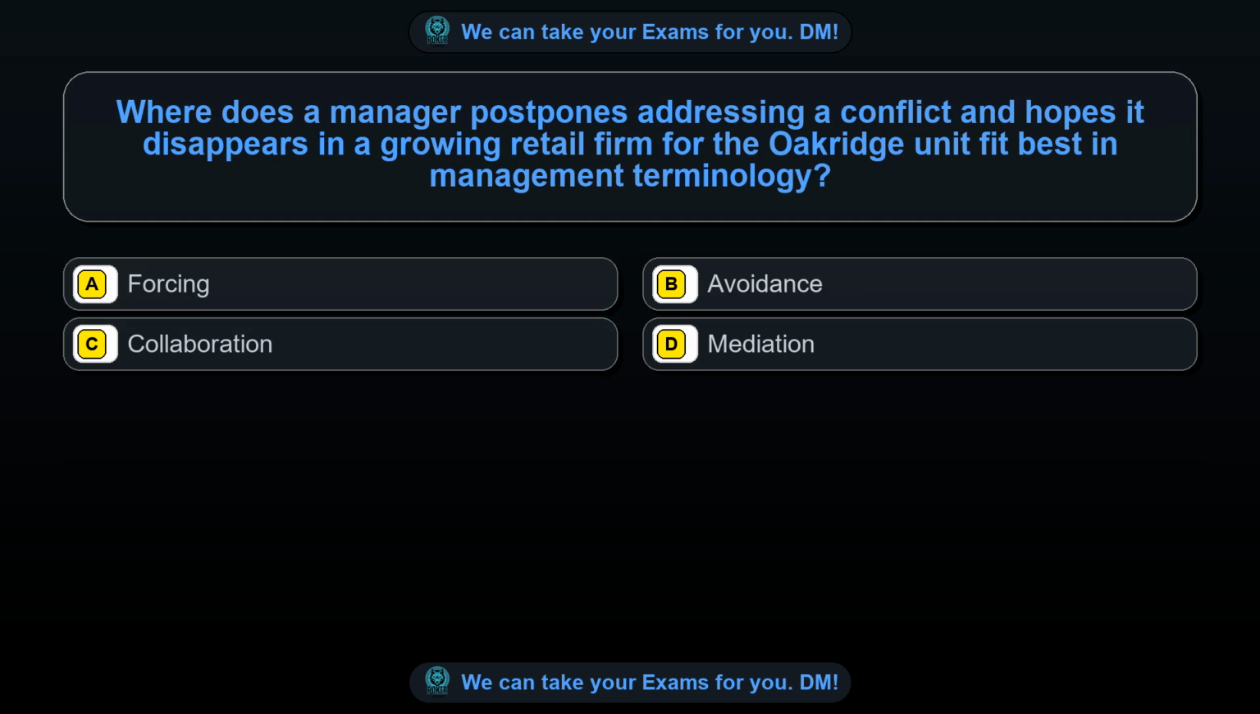Where does a manager postpones addressing a conflict and hopes it disappears in a growing retail firm for the Oak Ridge unit fit best in management terminology? Option A, forcing. Option B, avoidance. Option C, collaboration. Option D, mediation. The correct answer is option B, avoidance.